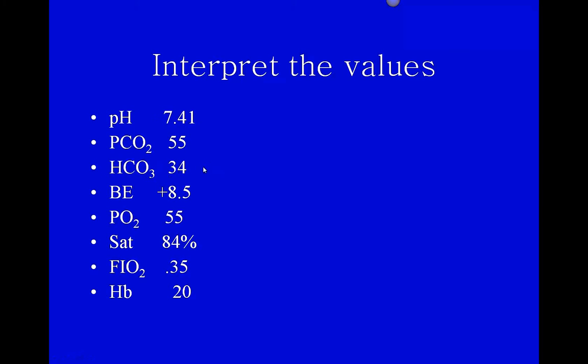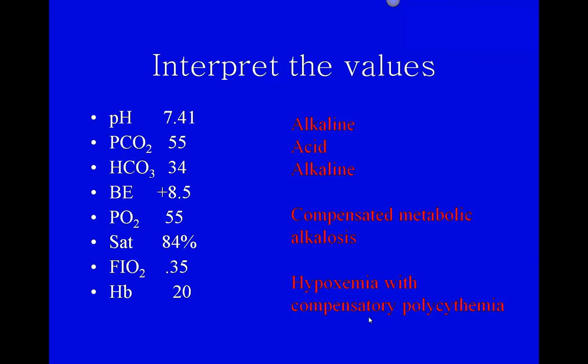And because I have extra bicarb, I'd expect that I have a base excess. Now I look at the oxygenation. Lots of hemoglobin. In fact, they have a higher hemoglobin, so their hematocrit would be high and they would have thick blood. Their oxygen, they're breathing 35%, and they're still hypoxemic. Their PO2 is less than 60. Their SAT's less than 90. They have a compensated metabolic alkalosis.